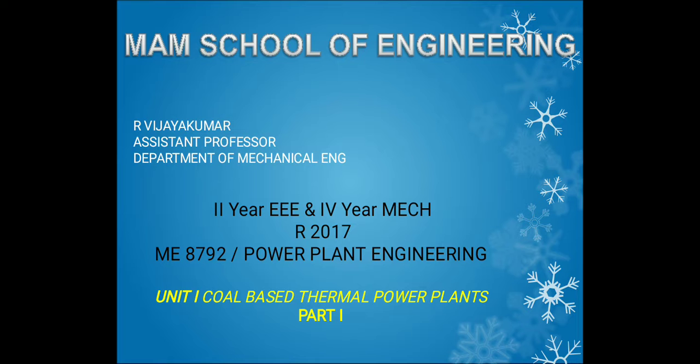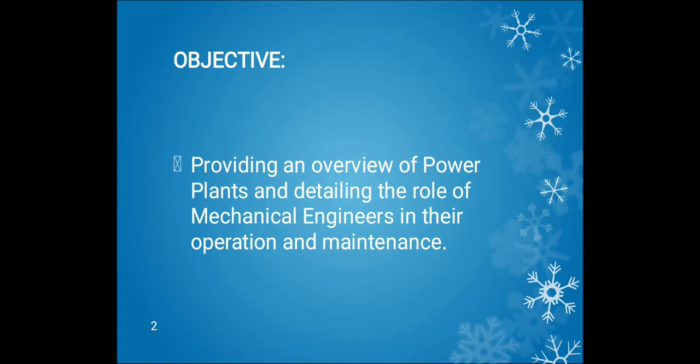Unit 1 is coal-based thermal power plant. We conduct it in five sections. Now we are going to discuss part 1. First of all, this course contains various outcomes and objectives. The main objective of this power plant technology course is providing an overview of power plants and detailing the role of mechanical engineers in their operations and maintenance.